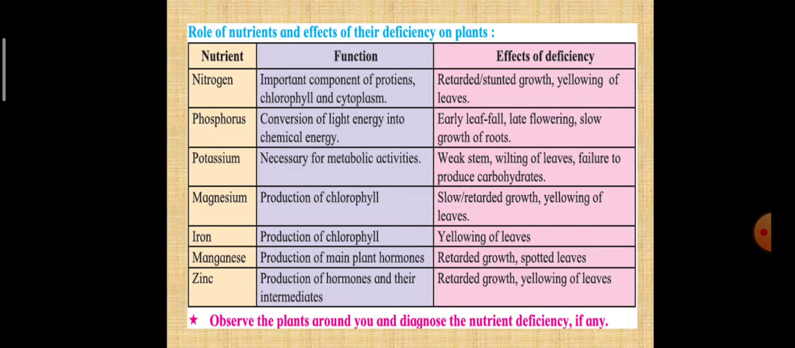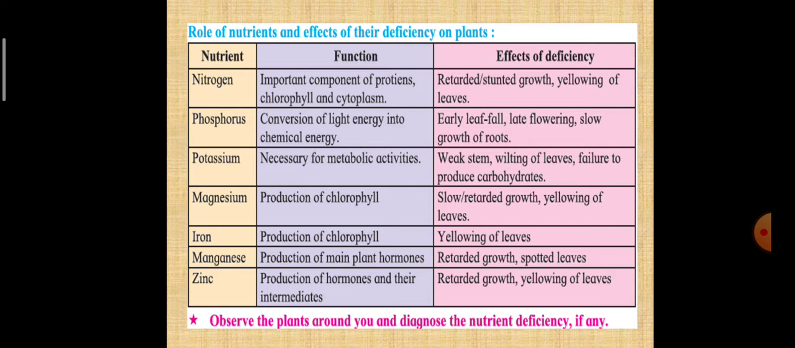Role of nutrients and effects of their deficiency on plants. As you can see here, nitrogen is an important component of protein. So if it is not there, leaves start becoming yellow. Phosphorus helps in conversion of light energy into chemical energy. So if it is not there in proper amount, then flowering would not happen in time, no proper growth. Potassium is necessary for metabolic activities, and if that is less, weak stem, wilting of leaves, failure to produce carbohydrates.